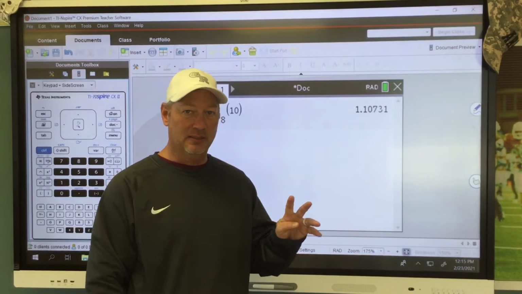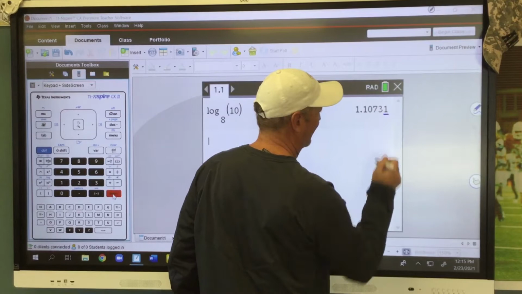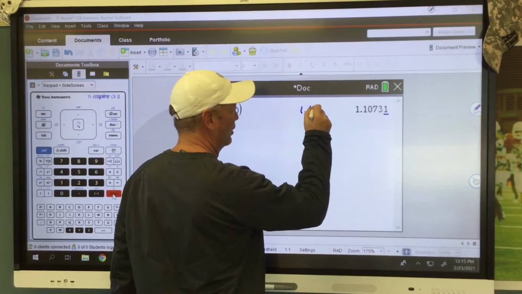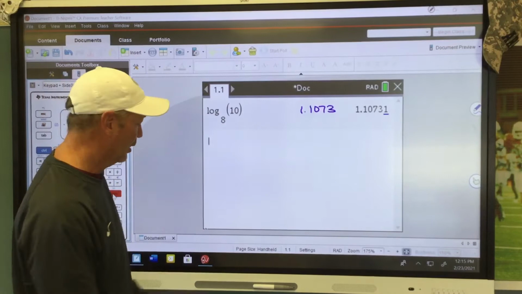So you're looking at it. 1, 2, 3, 4, 5. Your fifth one is a 1, so you don't round up. You're going to leave it what it is. And you're going to say your answer is 1.1073. That's what you would get. Okay? Let's try another one. Just as simple. Okay?